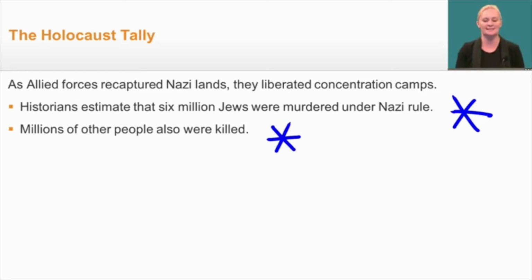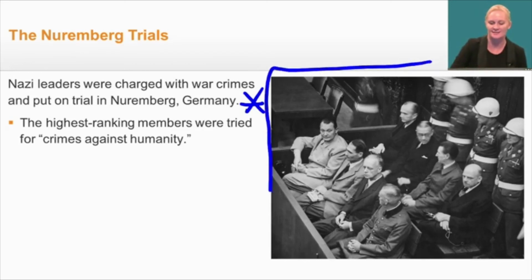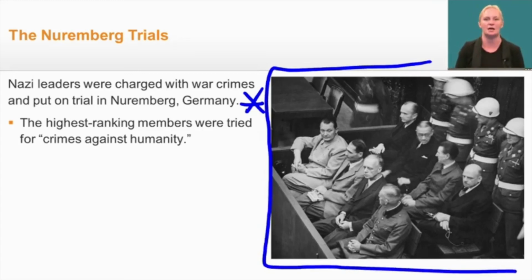Now, when I say 6 million Jews, just to give you another point of reference, that's about two-thirds of all of the Jewish people throughout Europe. Now, to be tried for crimes against humanity, these people were submitted to the Nuremberg trials. Nazi leaders were charged with war crimes and they were put on trial in Nuremberg, Germany. The highest ranking members were tried for crimes against humanity, things that were unthinkable, like these death camps or the systematic destruction of an entire human race. Now, Adolf Hitler obviously would have been at the top of that list to stand trial in the Nuremberg trials. However, he committed suicide.